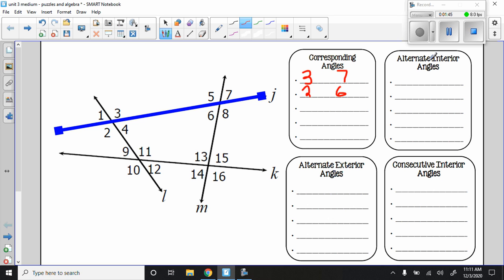All right, so then I'm going to look at alternate interior relationships here. The interior angles on this bridge are 3, 4, 5, and 6. Alternate interior would be 5 and 4. That's one combo. Another combo is 6 and 3.